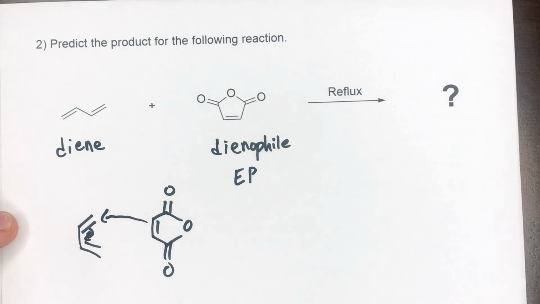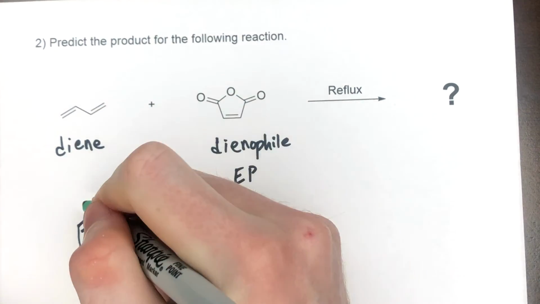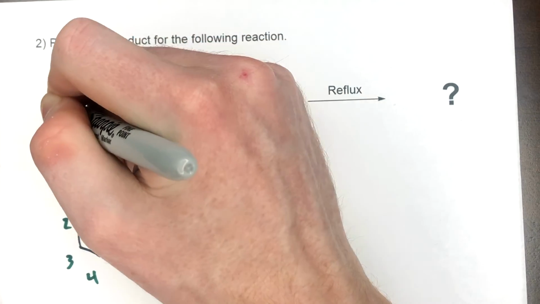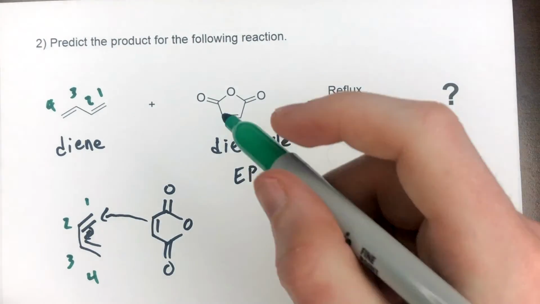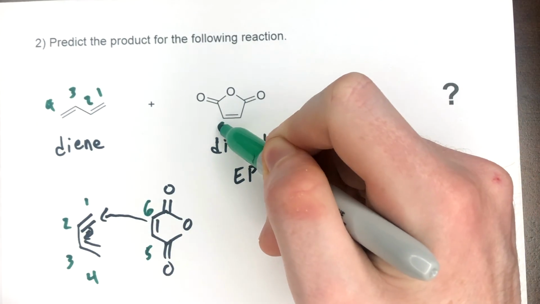We're going to form our pi bond here in the middle, between carbons 2 and 3. Again, I should number these to be consistent. So 1, 2, 3, and 4. We get this type, and then this will be 5 and 6, which are these two positions here.